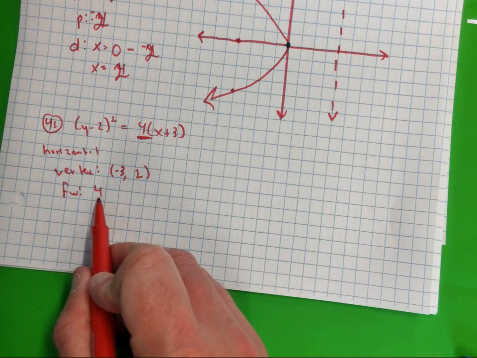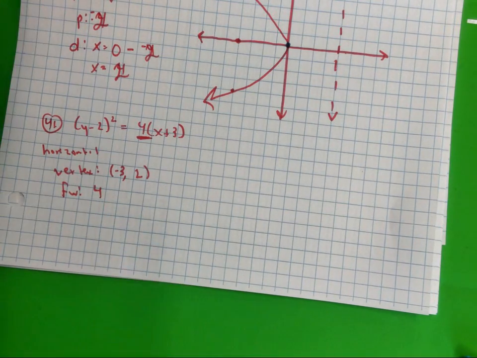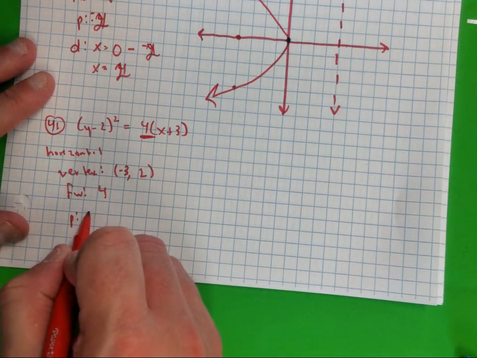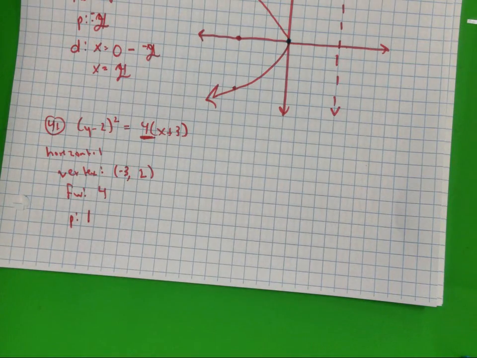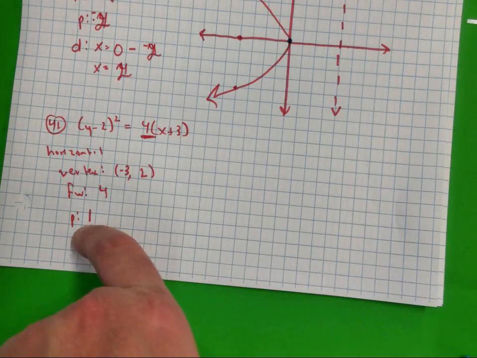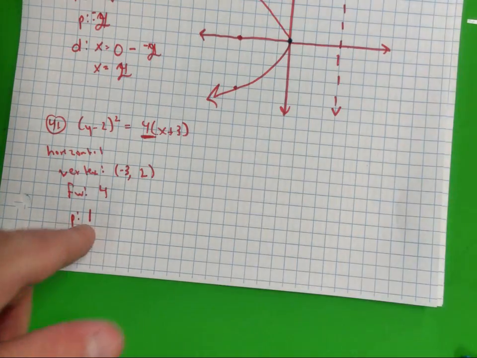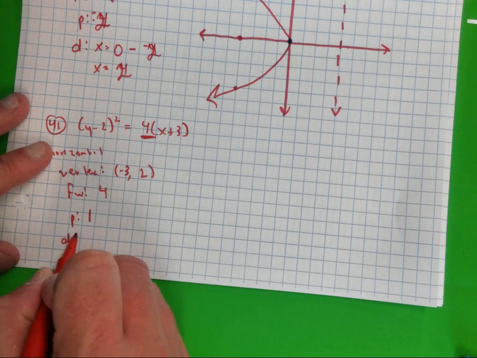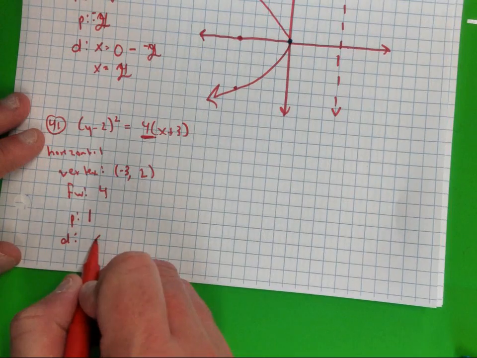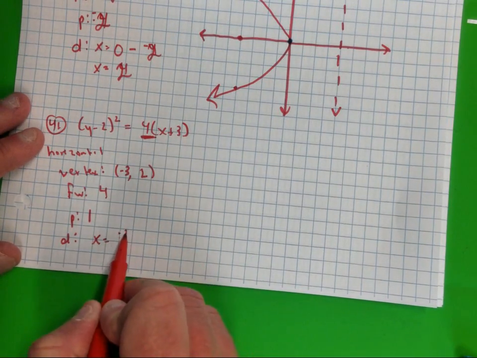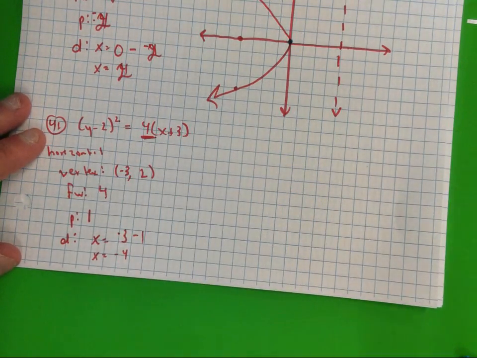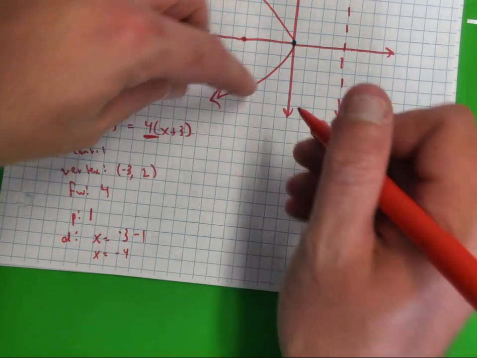All right, so 4 divided by 4 this time, I'm sorry, that gives you 4 divided by 4 is 1. Take this, divide by 4, and that gives you the p-value, the distance to the focus. Now, my directrix. Okay, I start with y here. I don't have x here. x equals, you take your x value and you minus your p-value. x equals -4. Okay, now I'm ready to graph it.